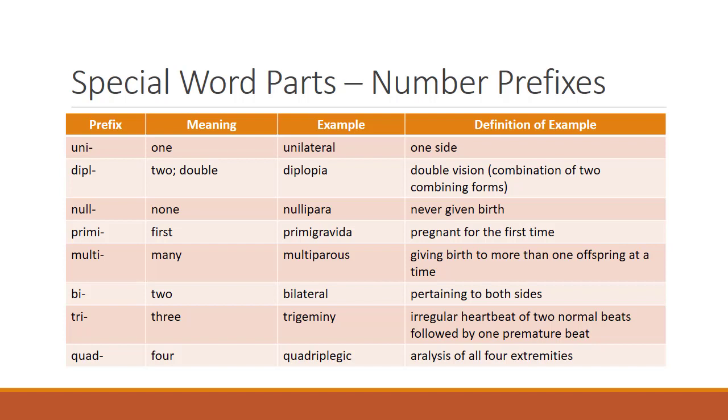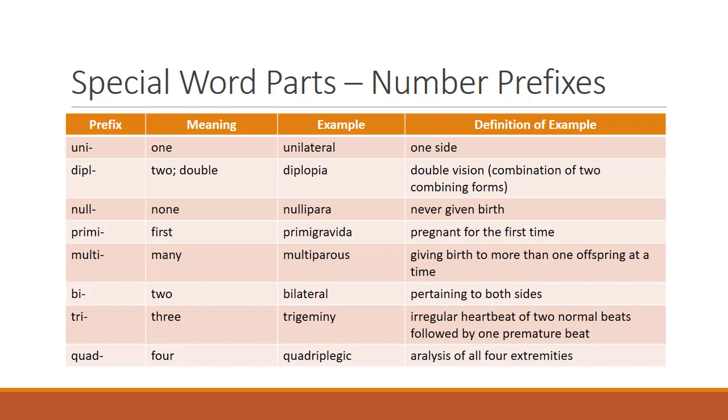The next word, multi, which means many. An example of that would be multiparous, which means that a woman is giving birth to more than one offspring at a time. So that would be like multiple births, like twins, triplets, quadruplets, etc.